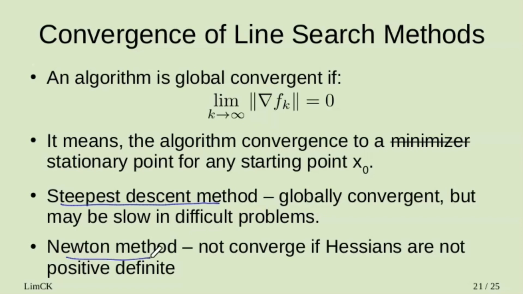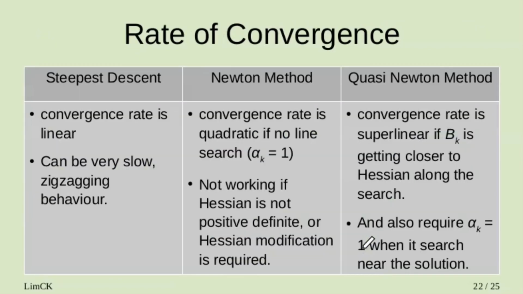For the Newton method, it is very fast, actually the fastest among all the three. But the issue is it may not converge if the Hessian is not positive definite, or you start the search from some point which is very far from the minimizer. So here I compare the rate of convergence of three methods.